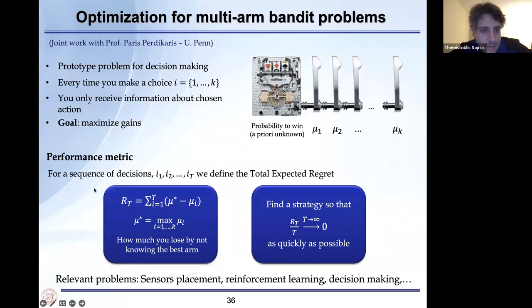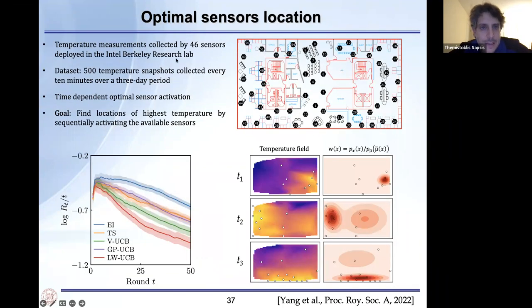and maximizing your gains. So we apply this idea of Bayesian optimization, and a data set that is very popular for this problem is the Berkeley Research Lab temperatures collected by 46 thermostats. This is a room in the lab that has 54 sensors. And the scenario is that we want to identify the maximum temperature in the room by activating the smallest number of sensors, okay?